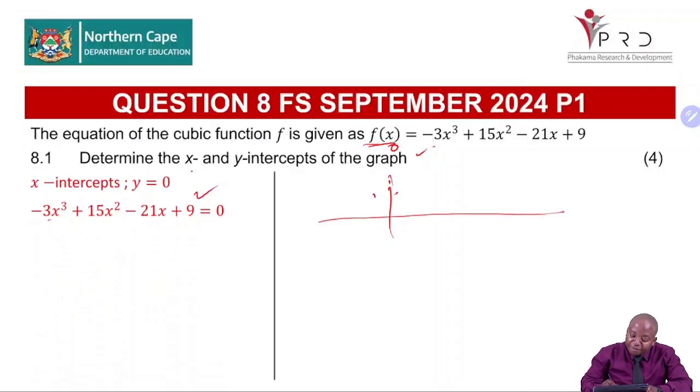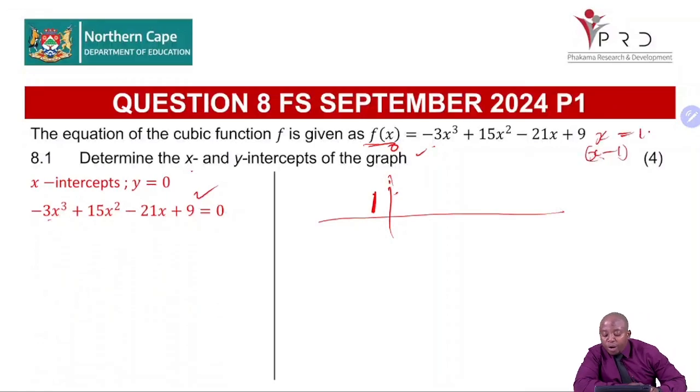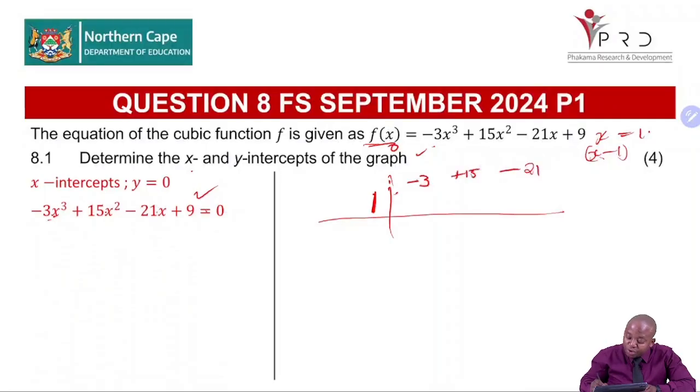And we find that our factor is x equals 1. So x equals 1 is our factor, so x minus 1 is the factor that we're going to work with. From there, we take the coefficients of our standard form, which are negative 3, positive 15, negative 21, and positive 9. Now, what we do from here is the following.